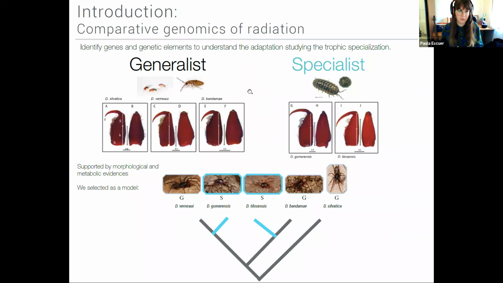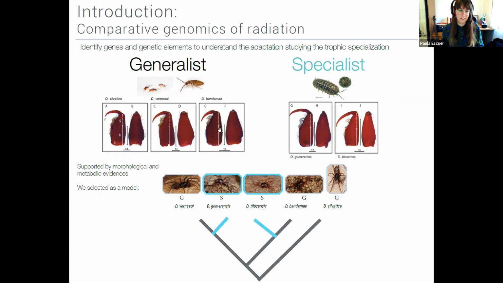So the main theoretical basis of my PhD is basically to identify the genes and genetic elements to understand this radiation, focusing on the trophic specialization of these spiders. These dietary specializations have been supported by morphological and metabolic evidence. For example, in the specialist spiders, their chelicerae are modified to better catch and break the defenses of the woodlouse, and there is also evidence that specialist spiders digest and assimilate this kind of prey much better than generalist spiders.